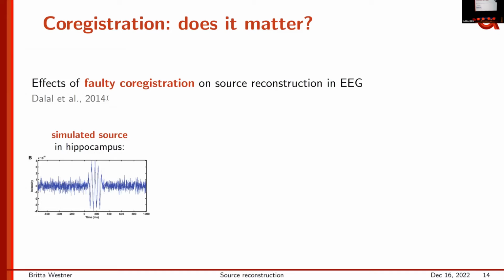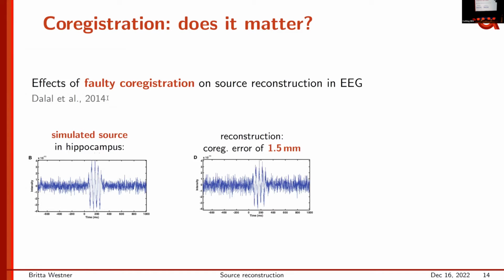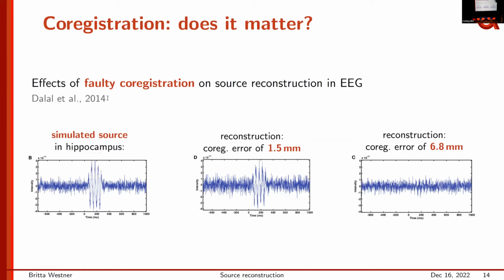So this is our simulated source. It's much stronger than you would usually have a source in hippocampus, which arguably is also a rather deep structure. But that's the nice thing about simulations. We can toy around with such things. And if you add a co-registration error across all electrodes of merely 1.5 millimeters, you can already appreciate that the noise level compared to the signal level, so the signal to noise ratio, gets way smaller. You see the source way less well than you do if there's no co-registration error. And then if you move to 6.8 millimeters, you don't see it anymore.